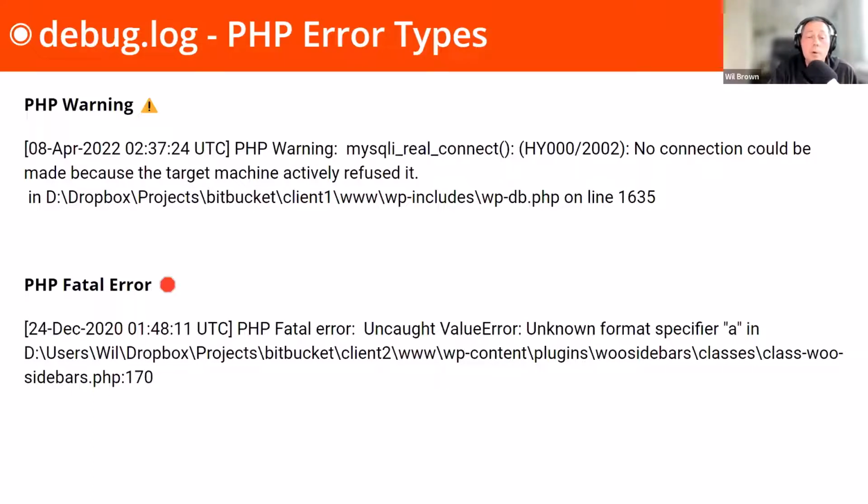In this example on screen, a PHP fatal error has occurred in the file class-woo-sidebars.php at line number 170, so within the Woo sidebars plugin. Now I can tell which plugin that error is from the folder name. I kind of know that, or you could just Google it. You can Google WordPress and then put in the folder name, and 99% of the time it will come up with which plugin or theme that is. So I can tell in this case, it's the Woo sidebars plugin that's caused this issue.